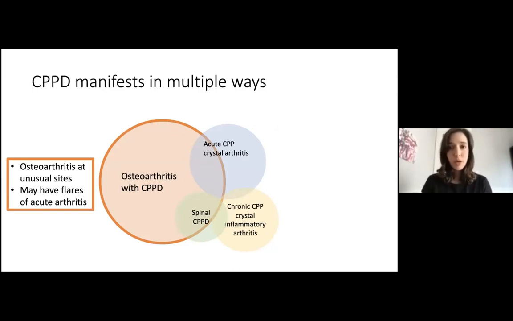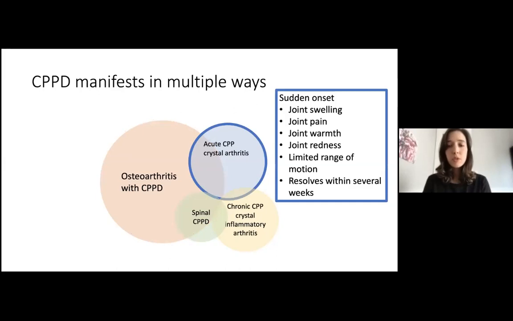the next most common manifestation of this disease, which is an acute inflammatory crystalline arthritis caused by CPP crystals. This is characterized by the sudden onset of joint swelling and pain, often with warmth and redness of the affected joint or joints. Patients have limited range of motion in those joints, and this type of manifestation tends to resolve within several weeks after onset.